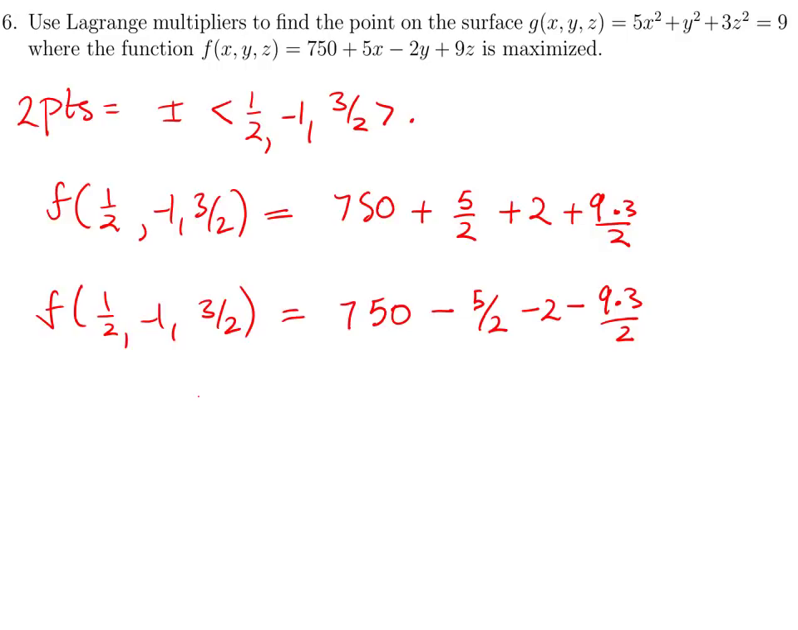And clearly the top one is bigger, right? Because it's a bunch of positive numbers, and at the bottom one I just flipped the signs of some of them to make it small. And so this one must be the maximum.